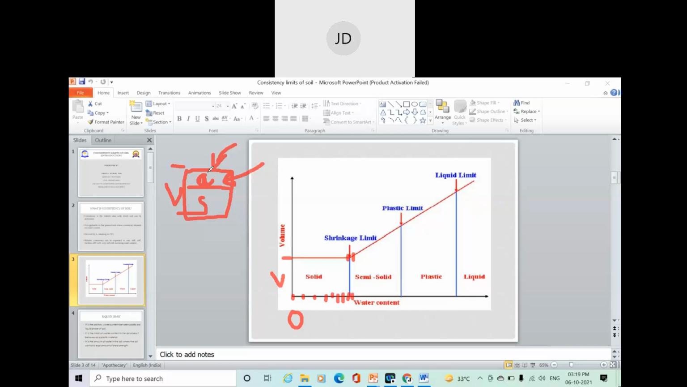Again, if you try to enter more water, what will happen? There is no space for water. Then the soil mass increases its volume to accommodate the new entry of water. It will increase its volume by itself. One second, hold on. Okay.